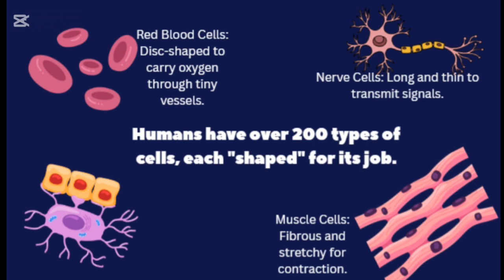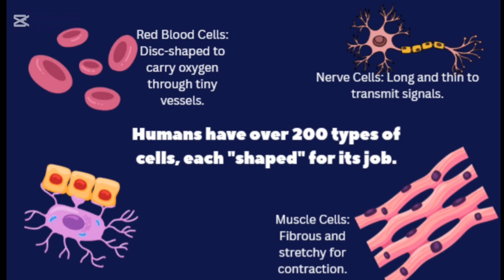Now, not all Lego bricks are the same, right? Some are flat, some are long. Your body has over 200 different types of cells, and each one is shaped specifically for its job. For example, the red blood cells to the left. They are disc shapes. They are smooth and round, so they can slide through tiny blood vessels to carry oxygen.